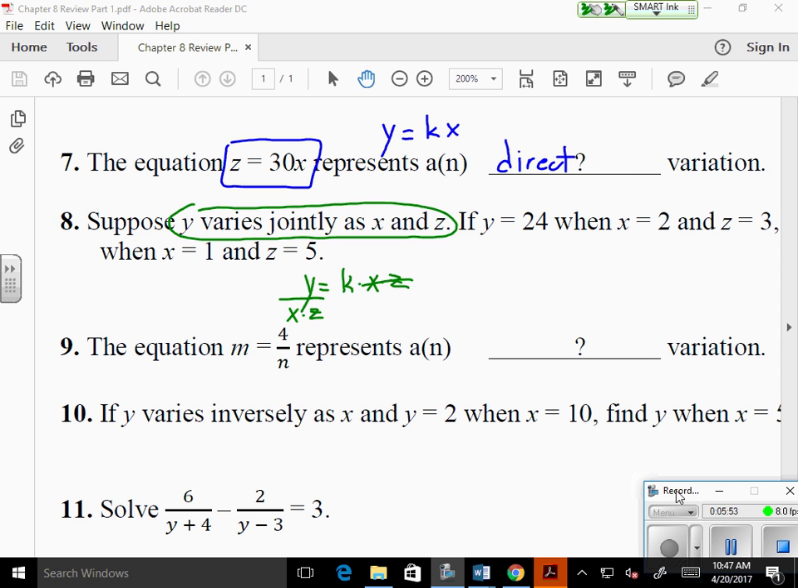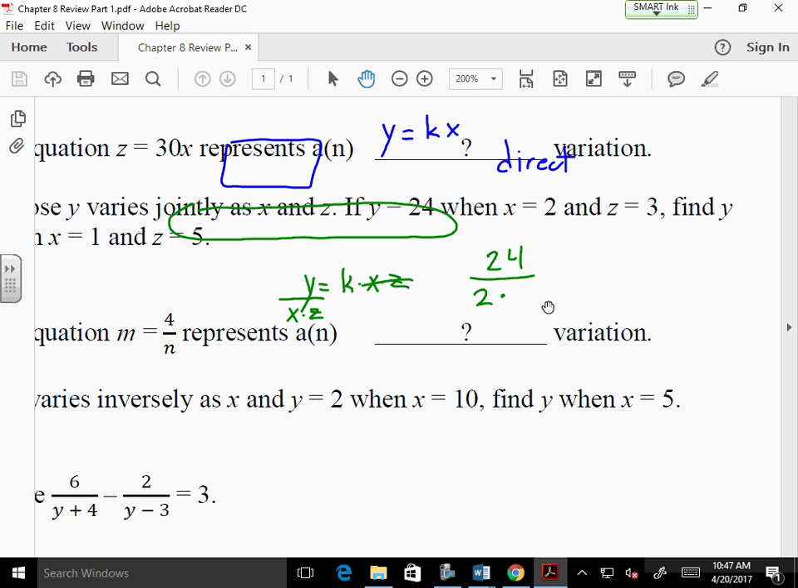So if we set the k's equal to each other, we have 24 over 2 times 3, and we're trying to find the other y when we know x is 1 and z is 5.